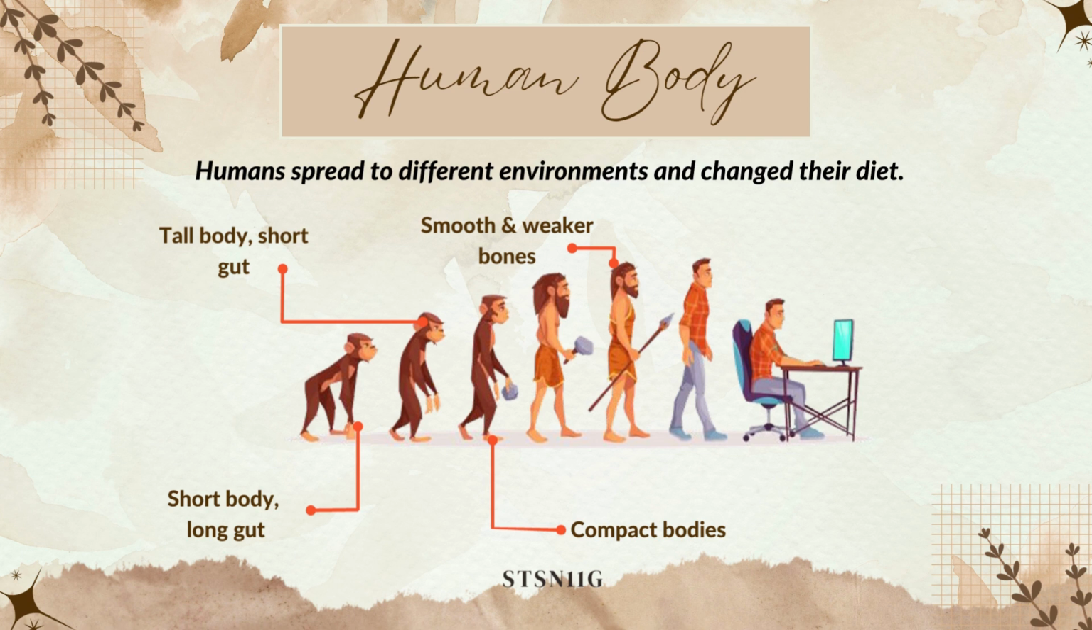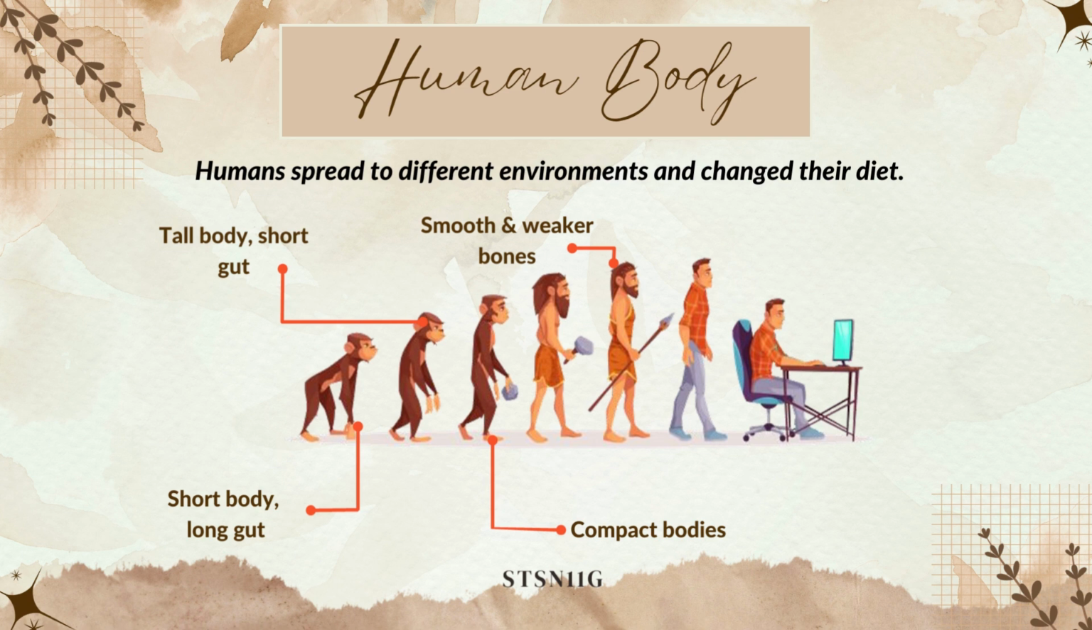Afterwards, after having a tall body and short gut, we later on develop compact bodies. So what's with the compact body? If the tall body is because our climate during this period is hot, this time is when the ice age or colder climate is already dominating our environment. So for us to conserve heat, we have to have a compact, wide body, so that we can obviously survive the colder climate.